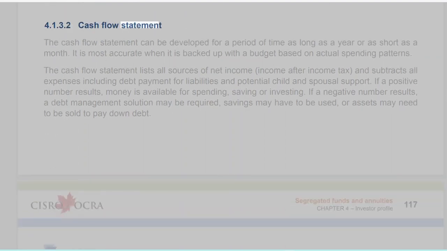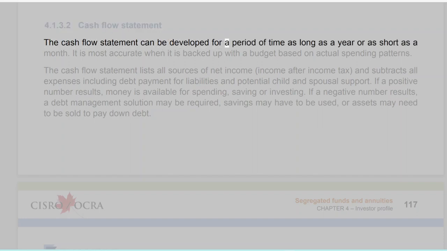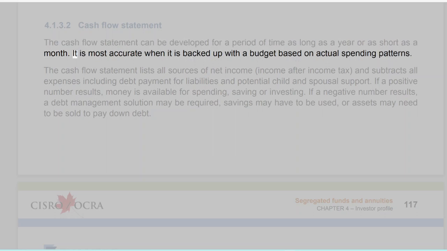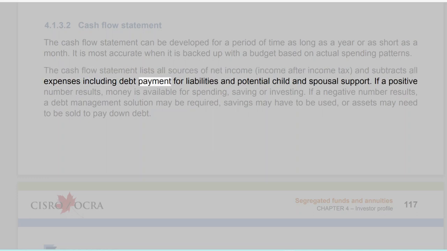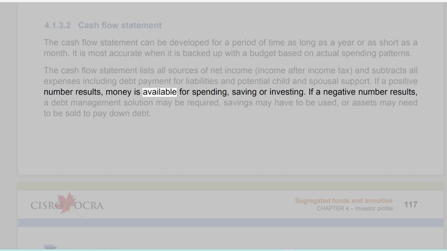4.1.3.2 Cash flow statement. The cash flow statement can be developed for a period of time as long as a year or as short as a month. It is most accurate when it is backed up with a budget based on actual spending patterns. The cash flow statement lists all sources of net income, income after income tax, and subtracts all expenses including debt payment for liabilities and potential child and spousal support. If a positive number results, money is available for spending, saving or investing.